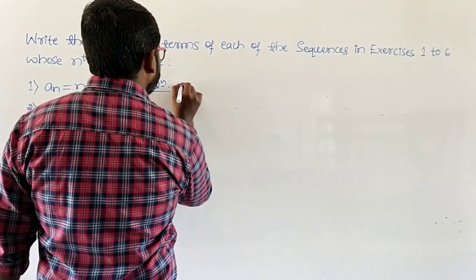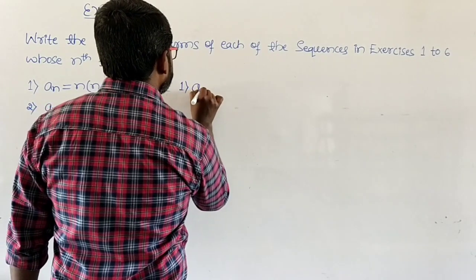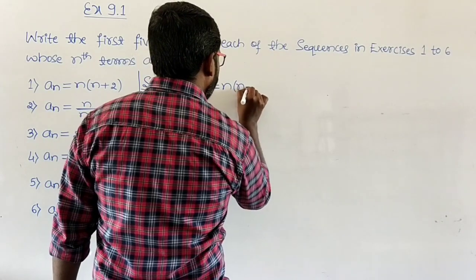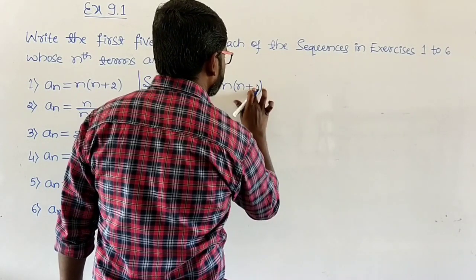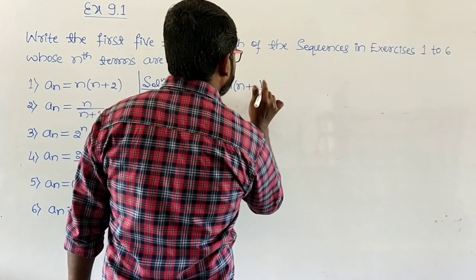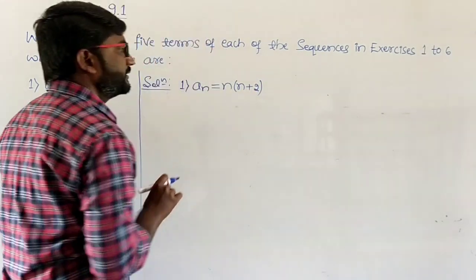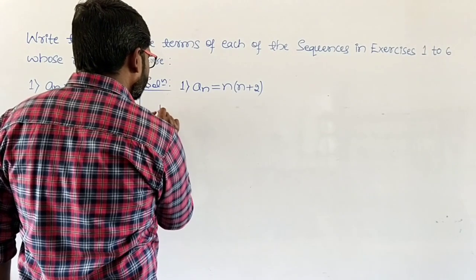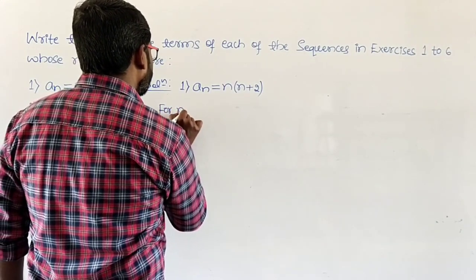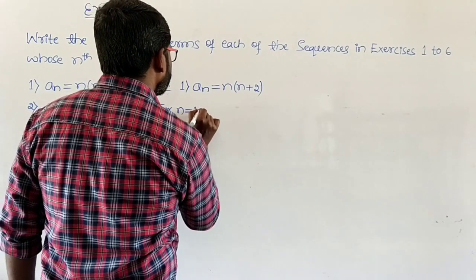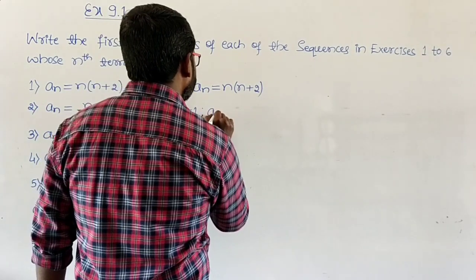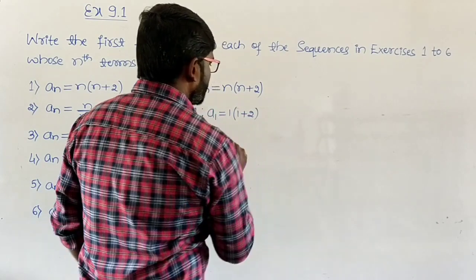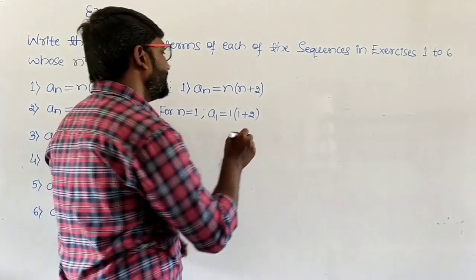So the first one, it is an, which is equal to n into n plus 2. So now for n equal to 1 we have to evaluate this. For n equal to 1, we get a1 which is equal to 1 into 1 plus 2. So 1 plus 2 will be 3. 3 into 1 it is 3.